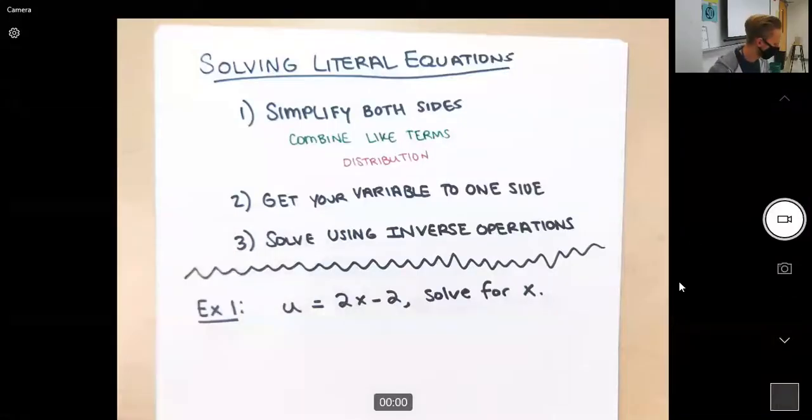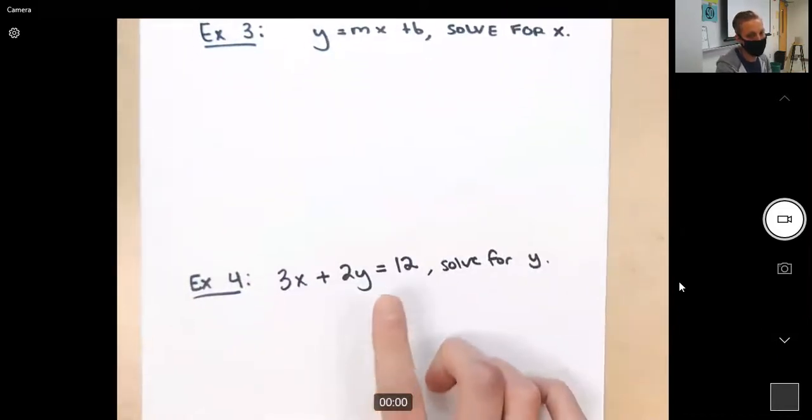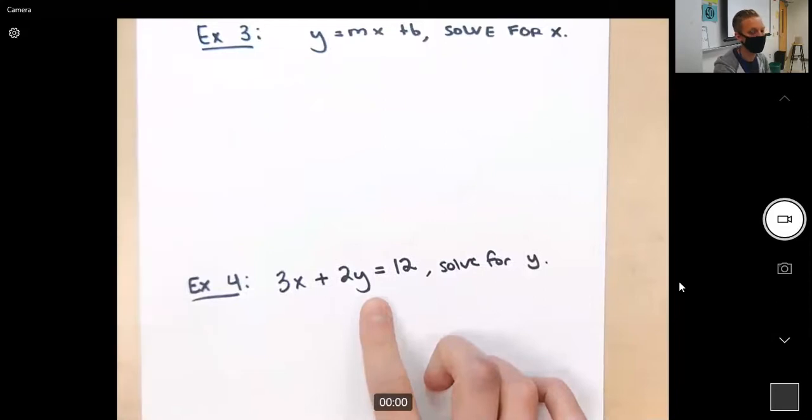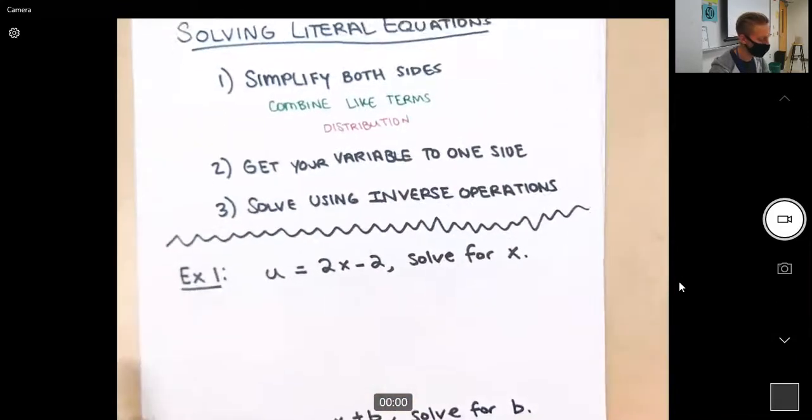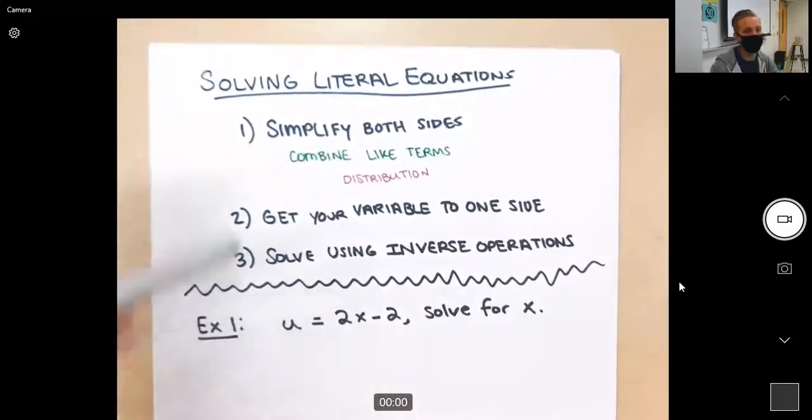All right, cool. So what we're going to be doing now is solving literal equations, which is a big technique that's used in Algebra 1. We're going to do 4 examples. The last example is probably the most frequent one you'll see in Algebra 1, so we'll talk about that when we get there. But first, what is a literal equation?